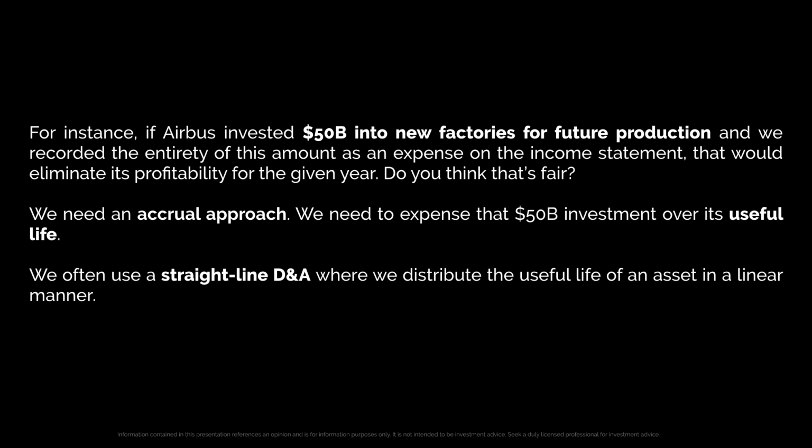So we often use straight line depreciation and amortization, where we'll distribute the cost over the useful life in a linear manner. So if something costs $100 and we straight line D&A it over 4 years, we'll take $25 one year, $25 the second year, $25 the third year, and $25 the fourth year.